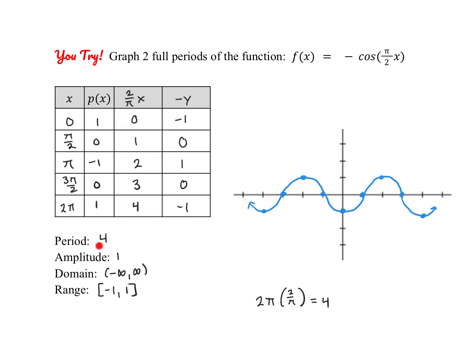And you can see that our period is 4. Again, I can see that in a graph, but I could also take my original period of 2 pi and multiply it by our stretch or shrink factor, which is 2 over pi. So we get 4. And then make sure you check your amplitude, domain, and range as well.